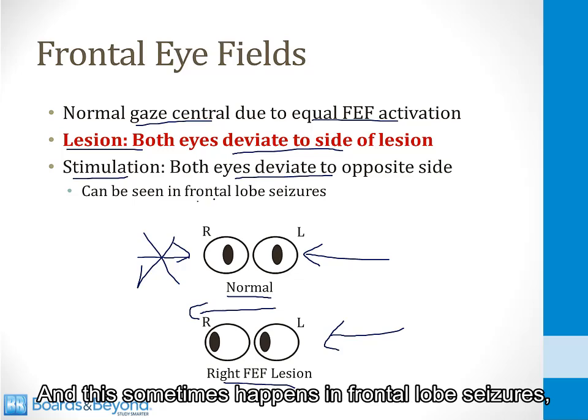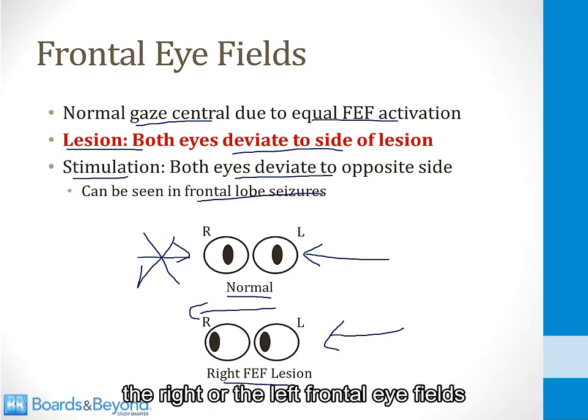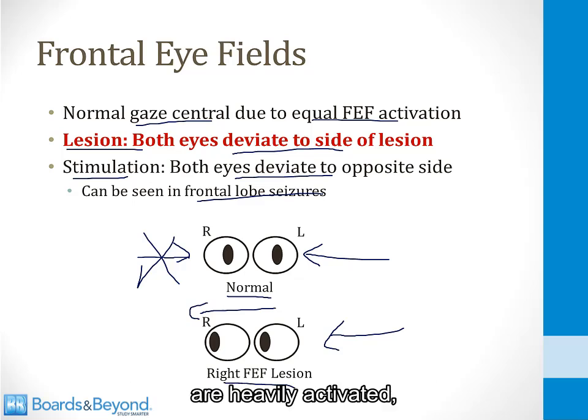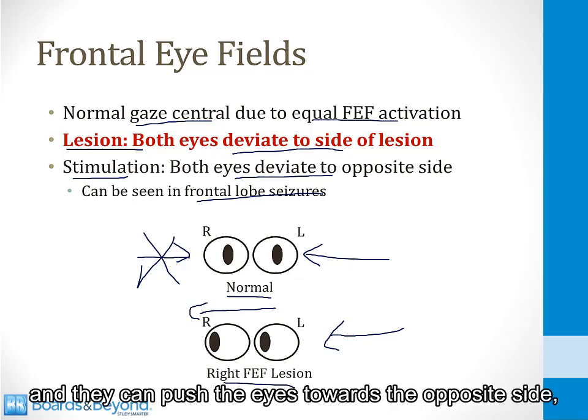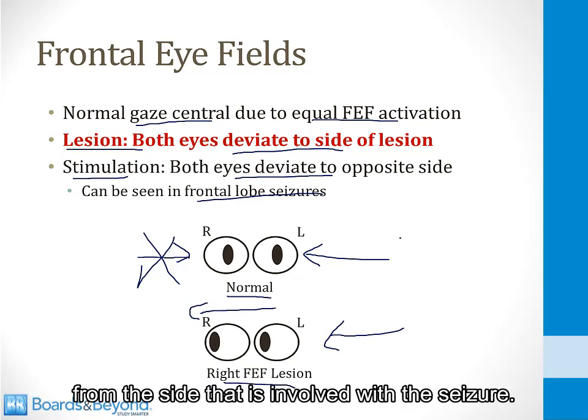Interestingly, if you stimulate the FEF on one side, both eyes will deviate to the opposite side, and this sometimes happens in frontal lobe seizures. The right or the left frontal eye fields are heavily activated and they can push the eyes towards the opposite side from the side that is involved with the seizure.